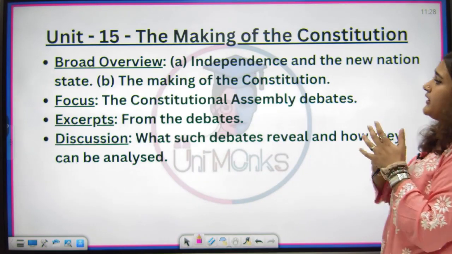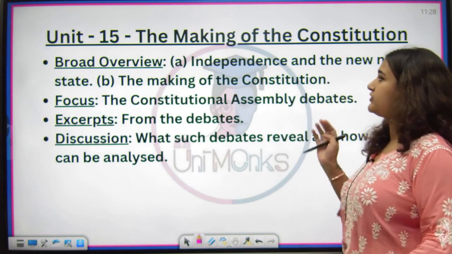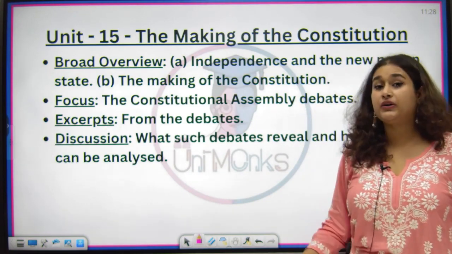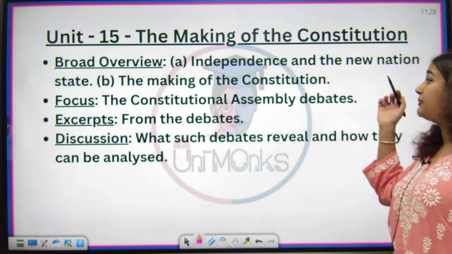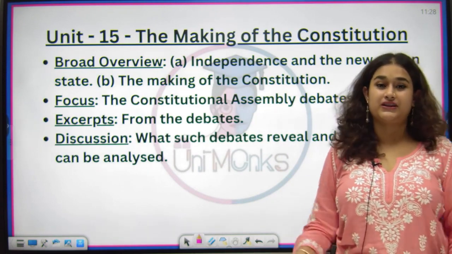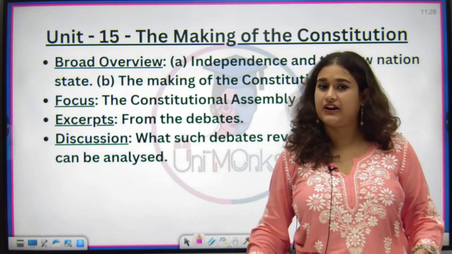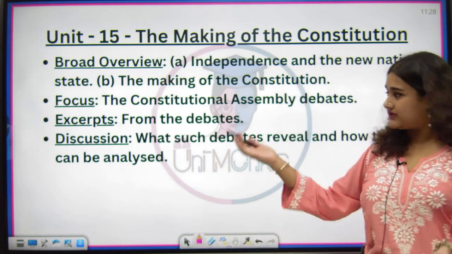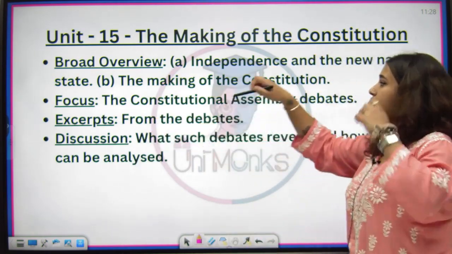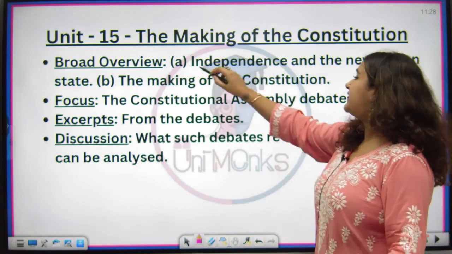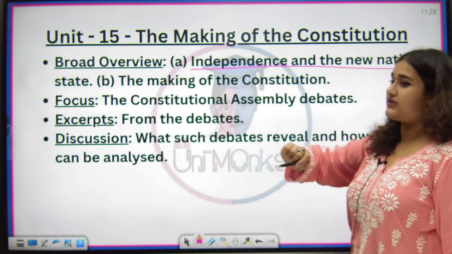Now, unit number 15, the making of the constitution. Very important, very interesting actually, because you're going to be talking about the debates that took place in the Constituent Assembly. The debates were on various things, whether Hindi should become our national language, etc. So a broad overview is going to be of two things. Number one, the independence and the new nation state.